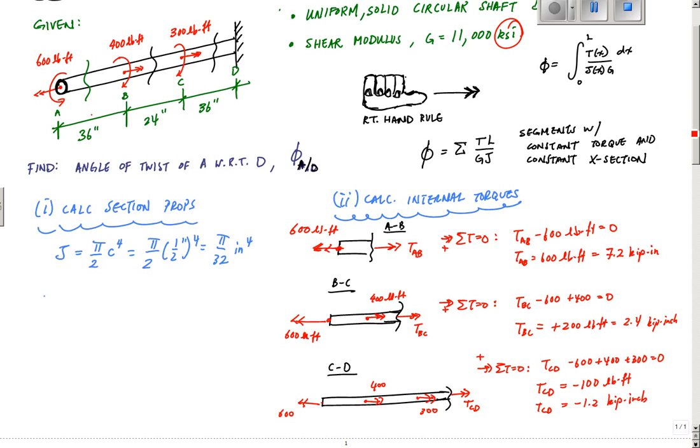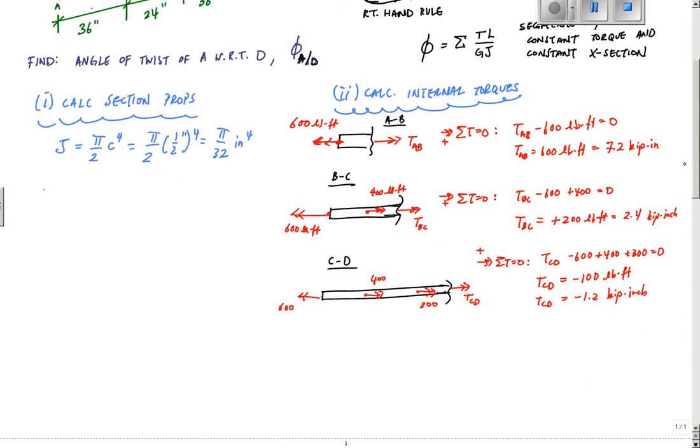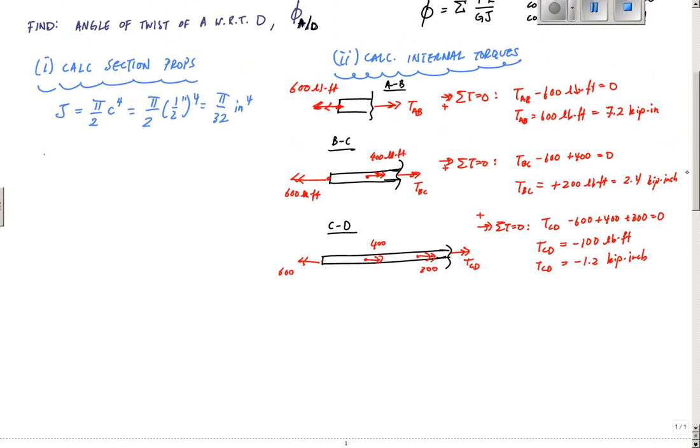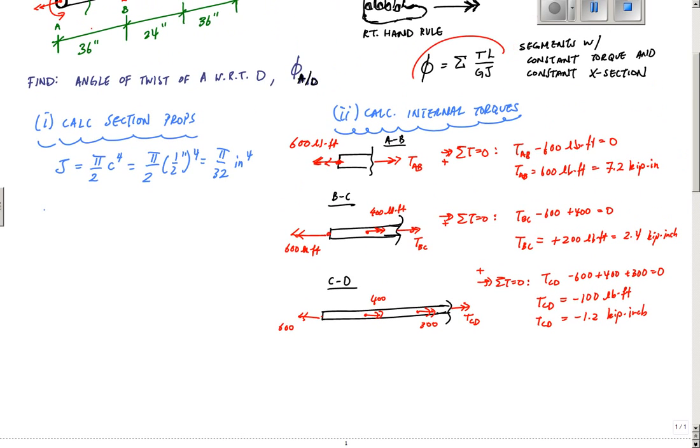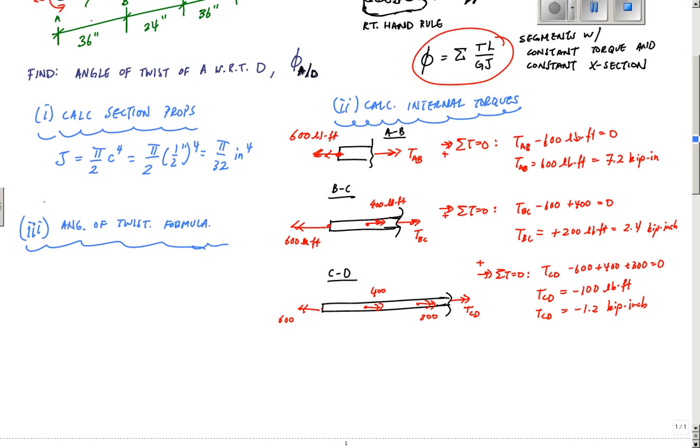But now that we found all the internal torques, we can apply the last part, which is this equation here for the angle of twist, the summation here. So step 3, apply the angle of twist formula. One thing that we anticipate here is that all the units should cancel out, and we should be left with no units, or essentially radians, in this calculation. So here I've got this angle of twist formula.